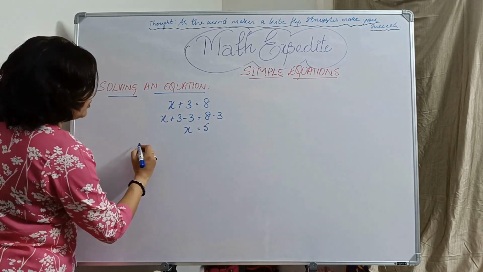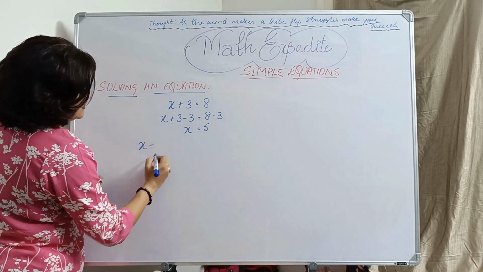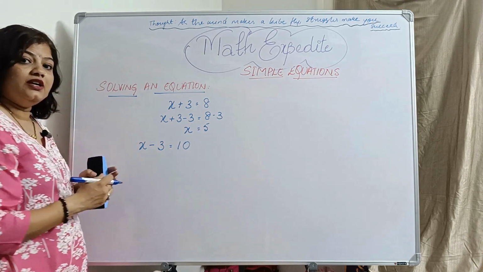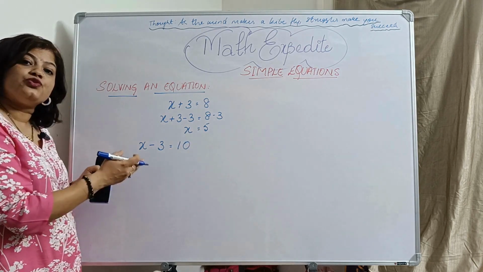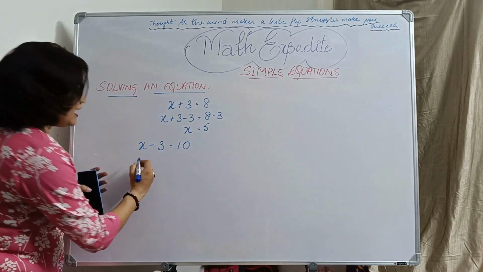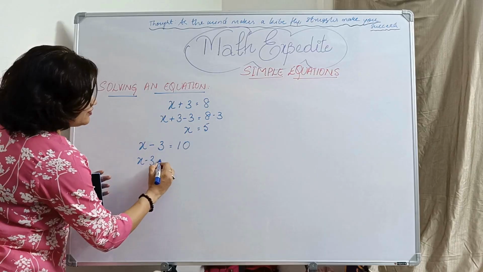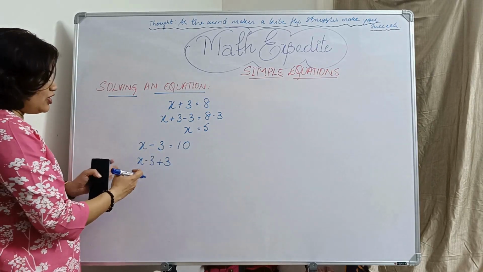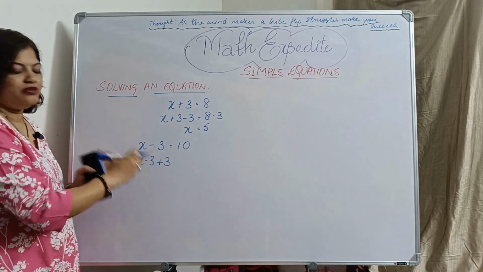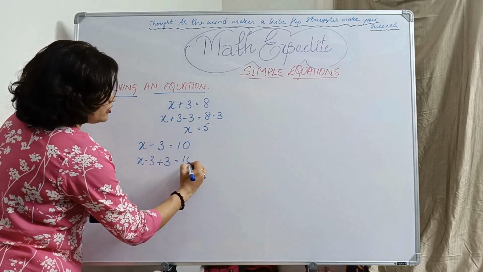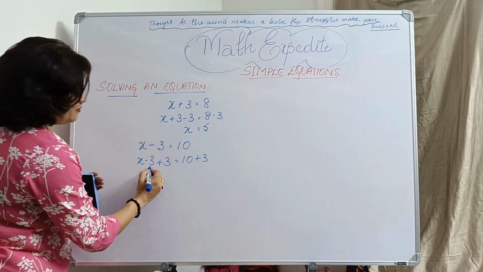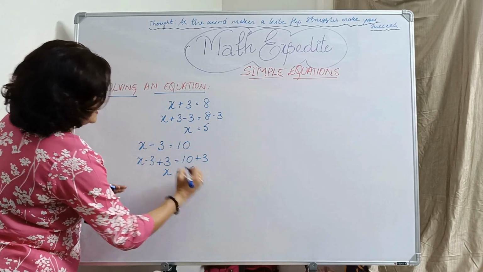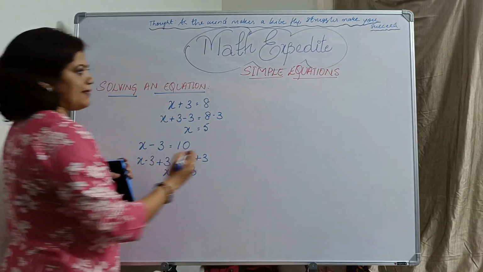Let us consider one more example. x minus 3 is equal to 10. Here, I want to reduce this LHS to x. So what will I do? I will add 3, because we have minus 3 here. So I need to add 3 to reduce the left hand side to x. I need to add 3 on both the sides. So here minus 3 and plus 3 is 0. So x equals 13.